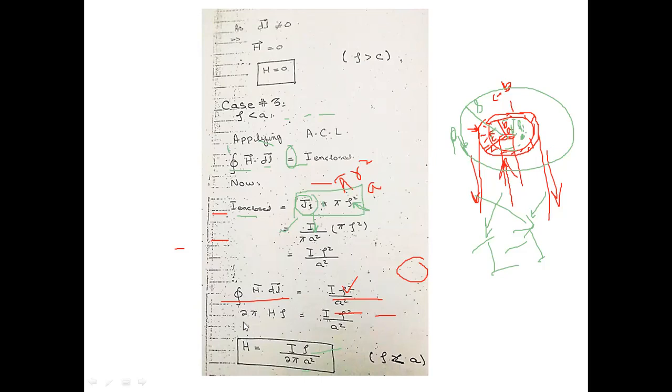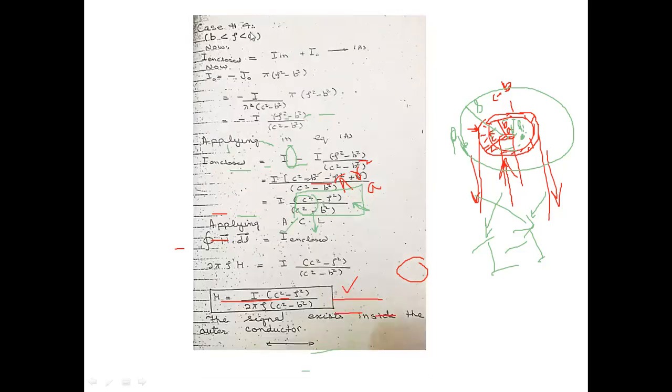So according to this, H dot dl is equal to H times the integration of dl, with limits from 0 to 2 pi. So in this way we will get 2 pi H rho is equal to this. So this is the H value for the point of observation less than a.